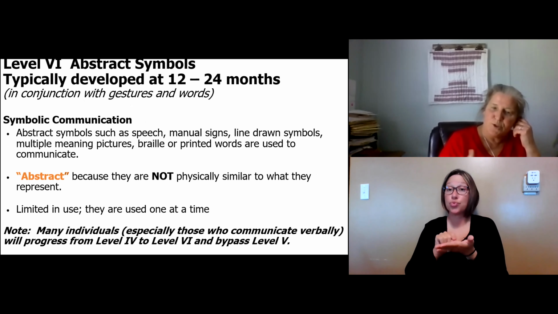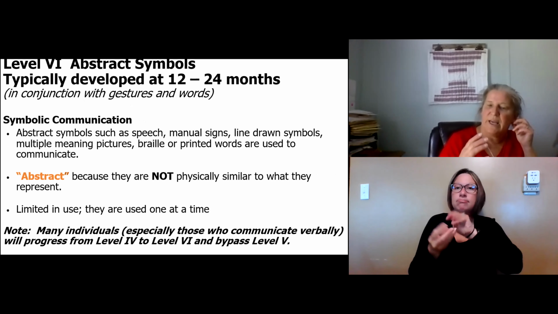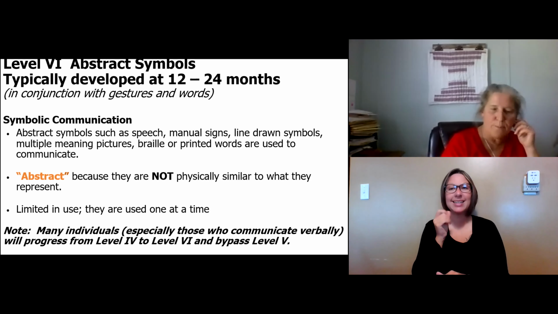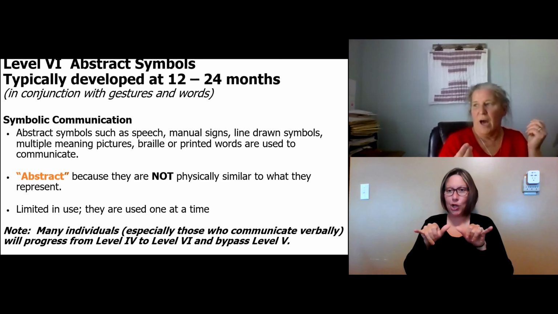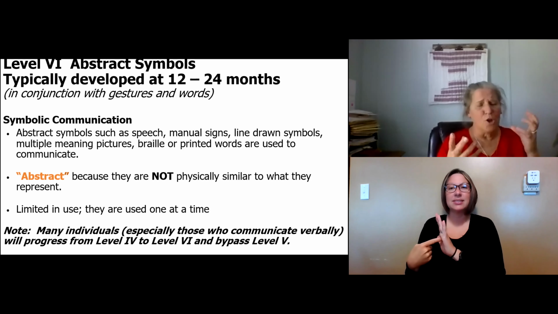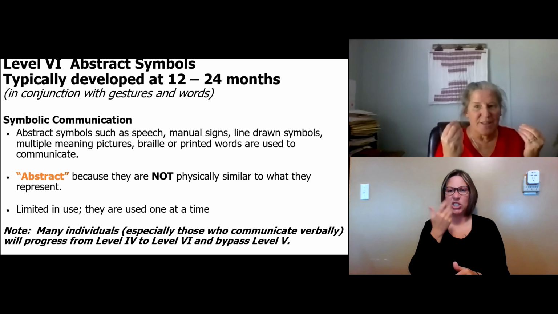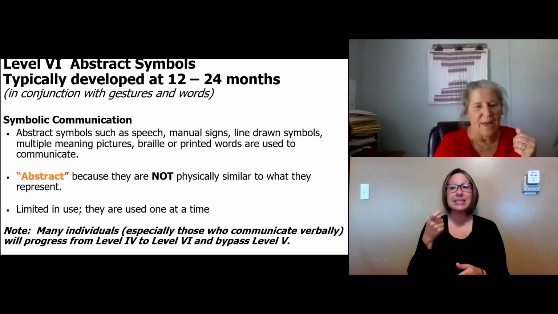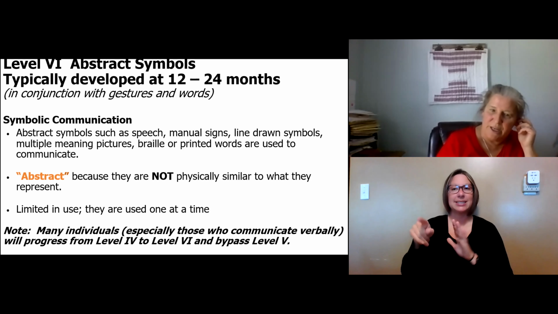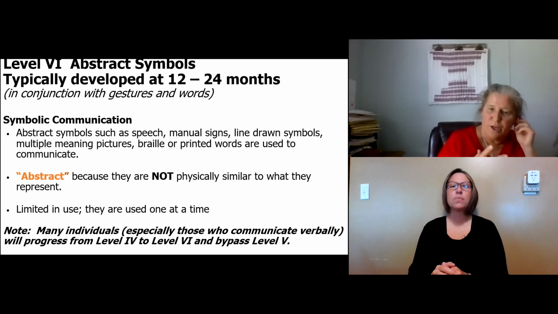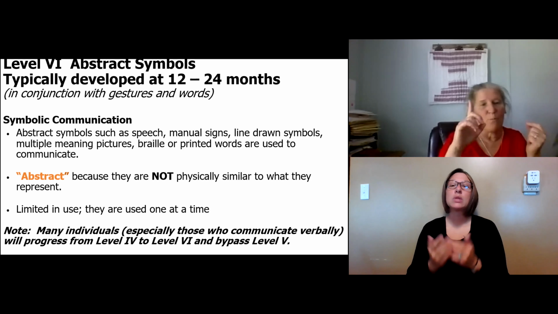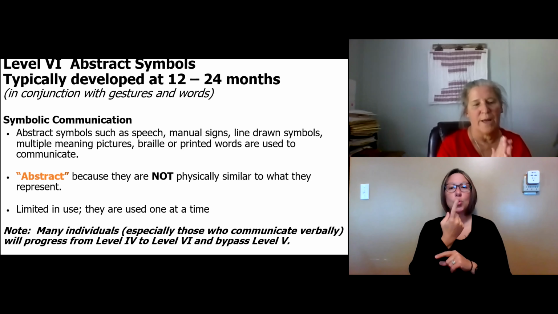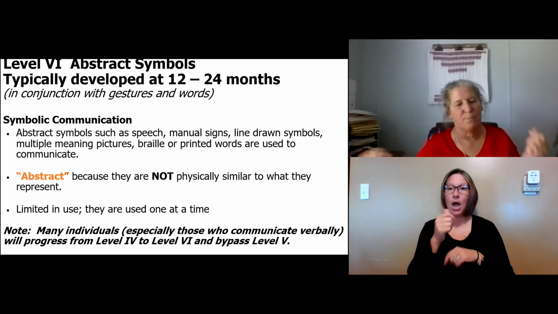And then they're abstract because they're not physically similar to what they represent. So they may not look at all alike, but it may be the texture or something that represents something in that activity. It's limited in use, but they are used one at a time. Remember, we're still at level 6, so we're only using one at a time. We're not putting multiple symbols together.